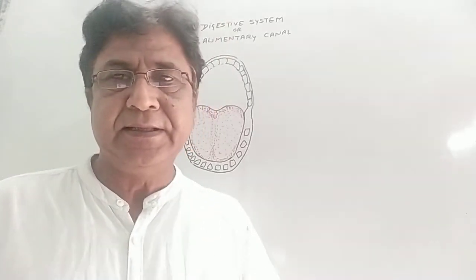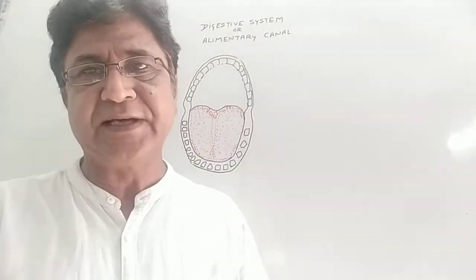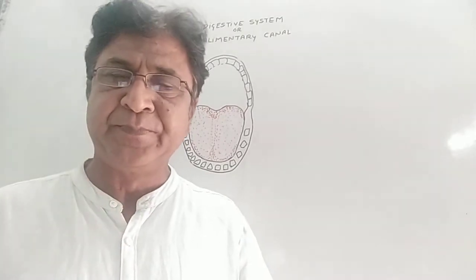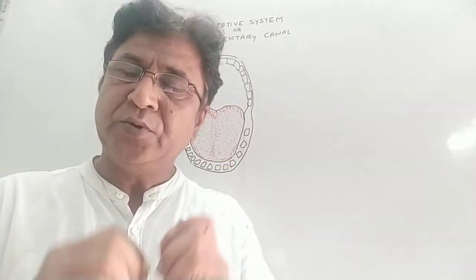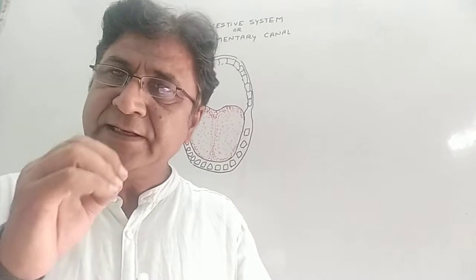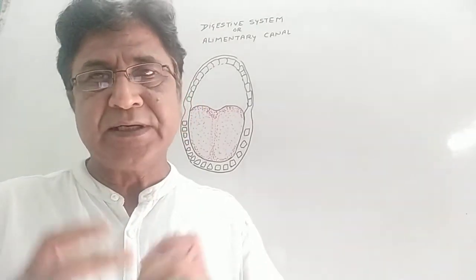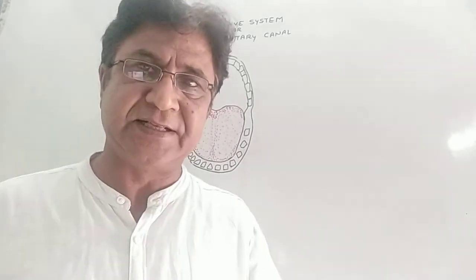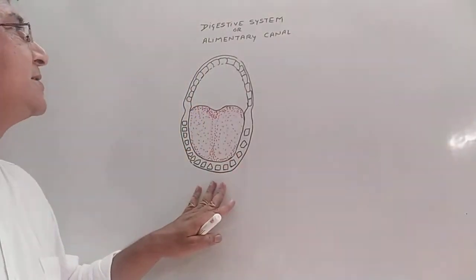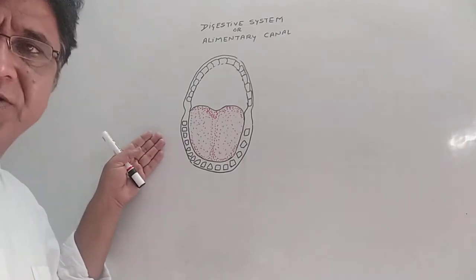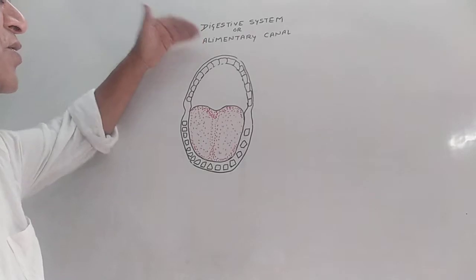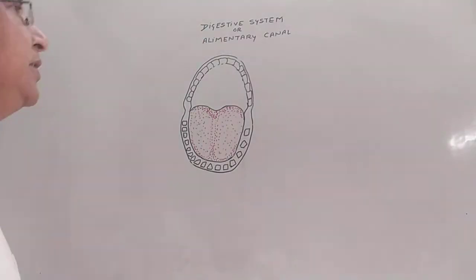Hello student. In the last video lecture we have discussed the diagram of the digestive system and the different parts. Today we will go into each part in a very detailed structure to understand their different parts and their functions also. This is one of the parts, called the mouth of the digestive system. The digestive system is also called the alimentary canal.